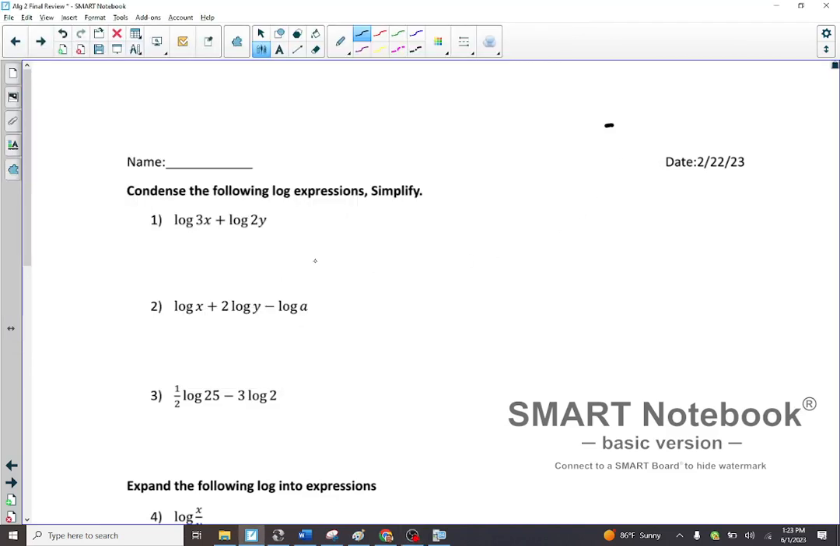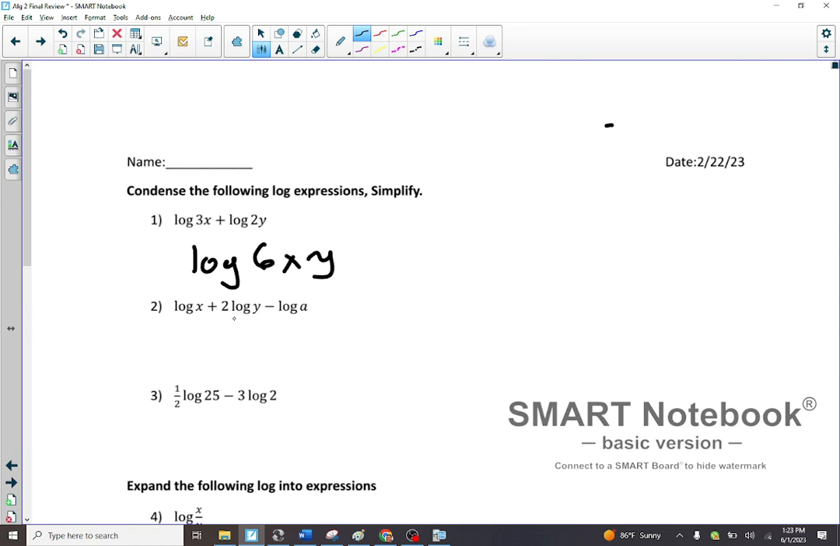So first off, logs. When you add two logs together, you can combine them and multiply the insides. Remember, this is like the opposite of exponent rules. When you multiply exponents, you add them. Logs are the opposite, so when you add them, you multiply. So it's 6xy. This one is log 6xy.